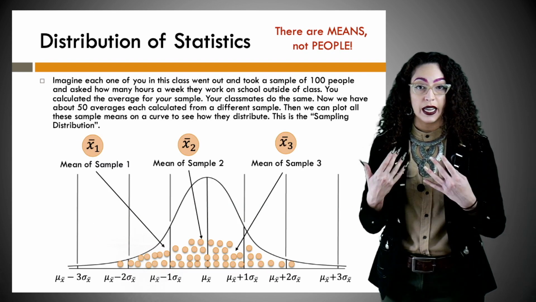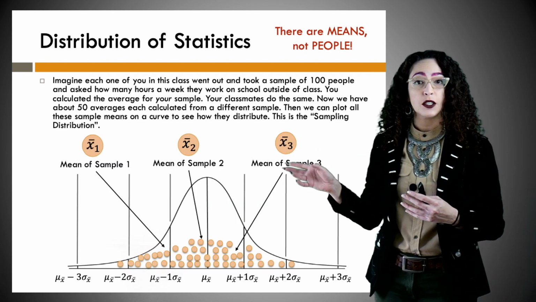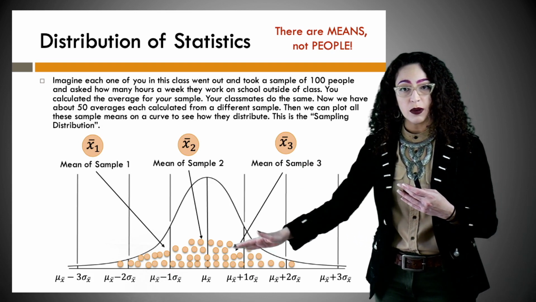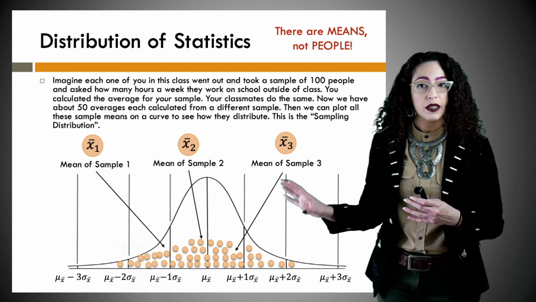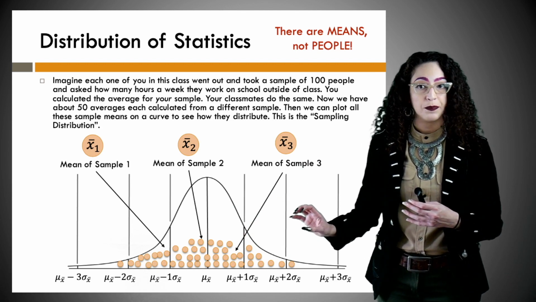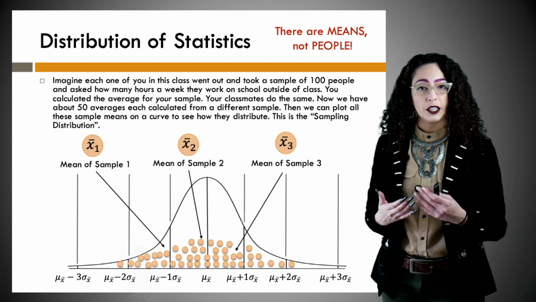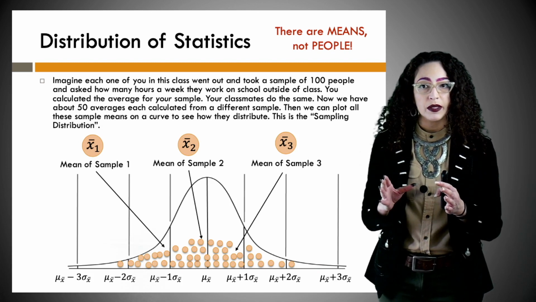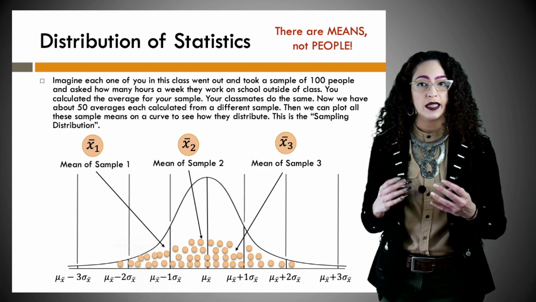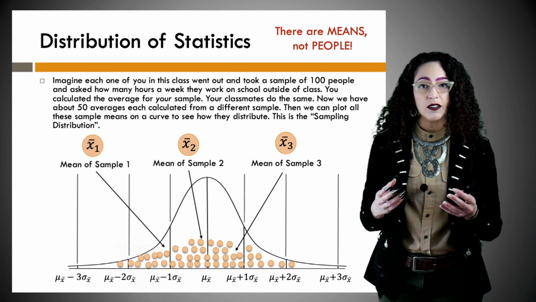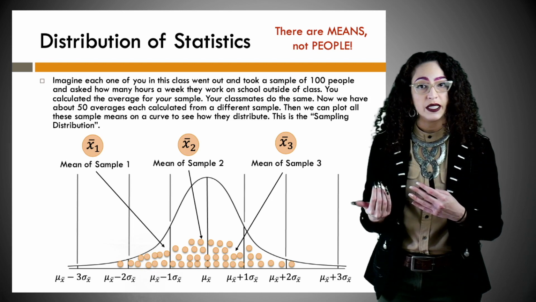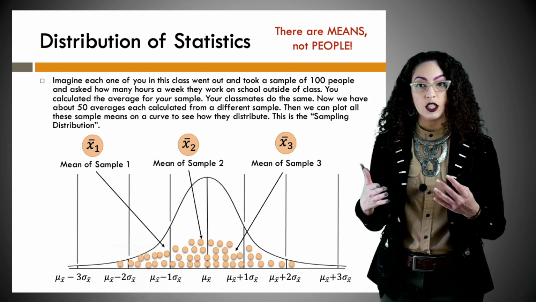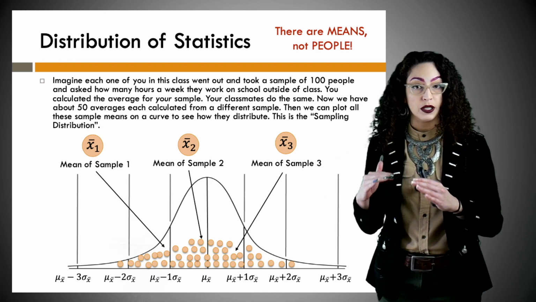So here is a sampling distribution that I have filled with these theoretical sample means. Remember that these little balls now are no longer people. These are now sample means. So imagine that you and all of your classmates went out and took samples of 100 people and asked how many hours a week they spend studying outside of class. You calculated the average for the samples, your classmates do the same. Now we all come back together and let's say we have 50 averages and we put them all onto a distribution.